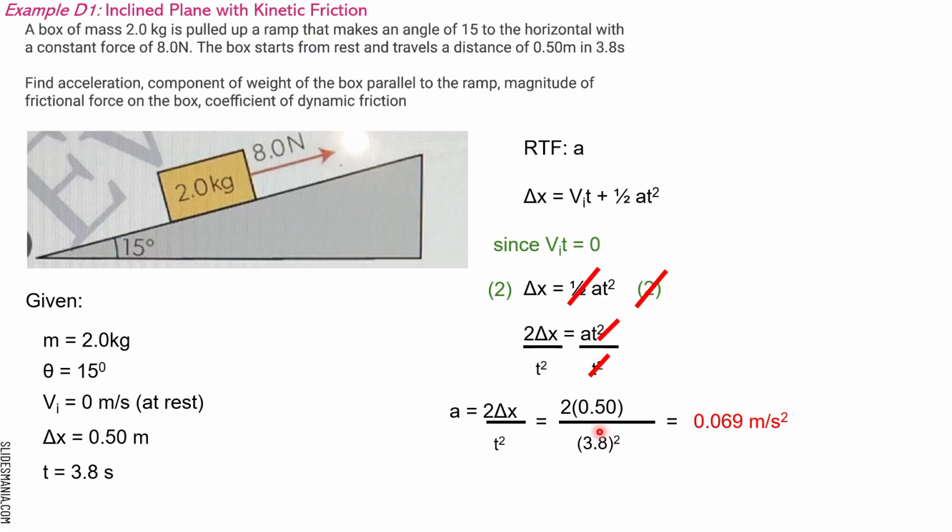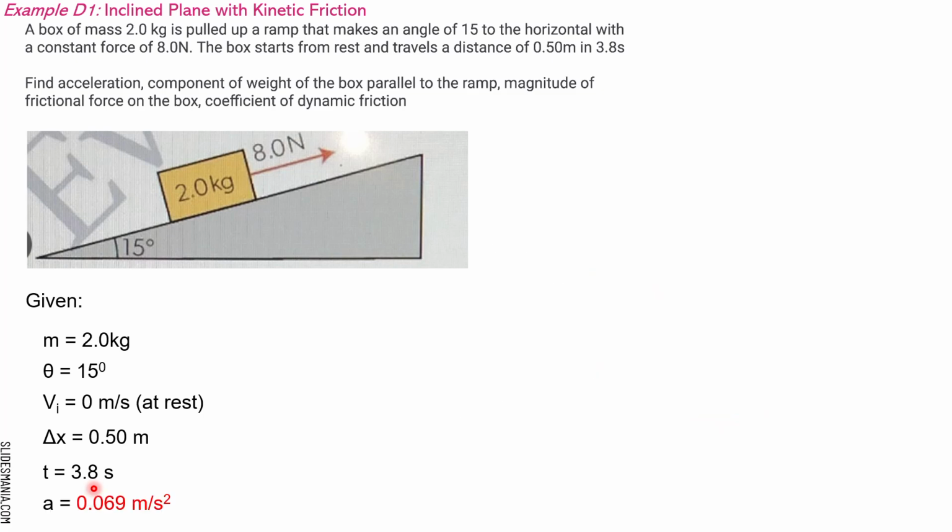So that is the resulting acceleration of the box when a constant force of 8 newtons is applied and the box is pulled up, which results in that displacement at this particular time. So that is the acceleration of the box. We're going to add this quantity, the acceleration of 0.069 meters per second squared, into our list of known quantities. Now, let's move on to the next part of the problem, which asks us to find the component of the weight of the box that is parallel to the ramp.